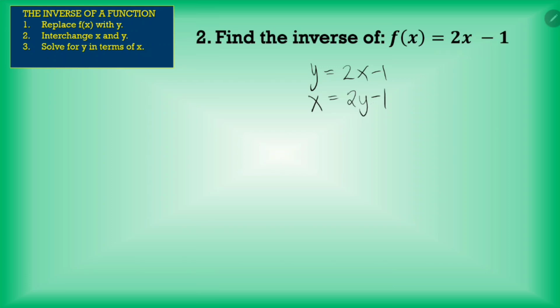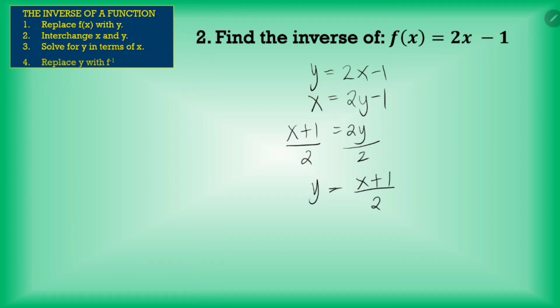You solve for y in terms of x. We transpose minus 1, so we have x plus 1 equals 2y. And then we divide this by 2, so we now have y equals x plus 1 all over 2. Then you replace y with f raised to negative 1 of x equals x plus 1 over 2. So we now have the function and its inverse.